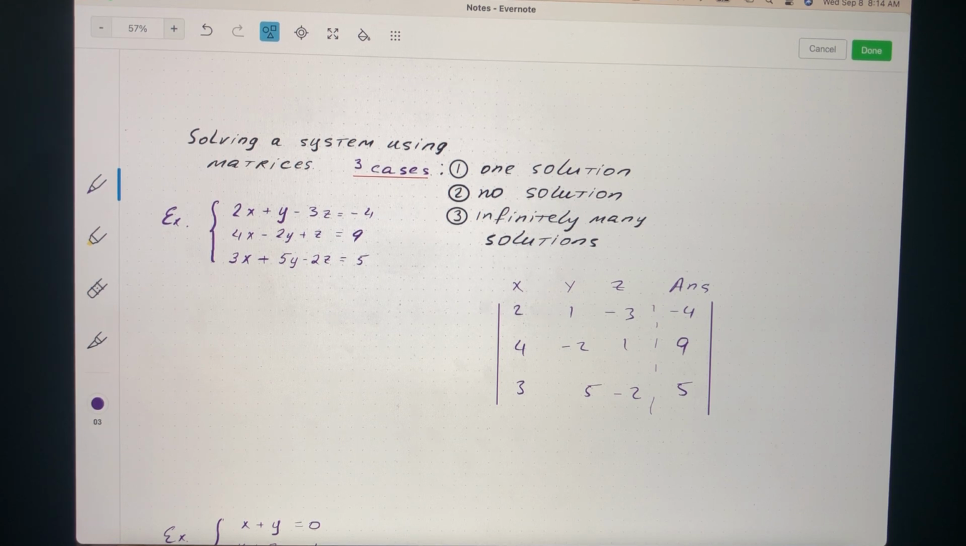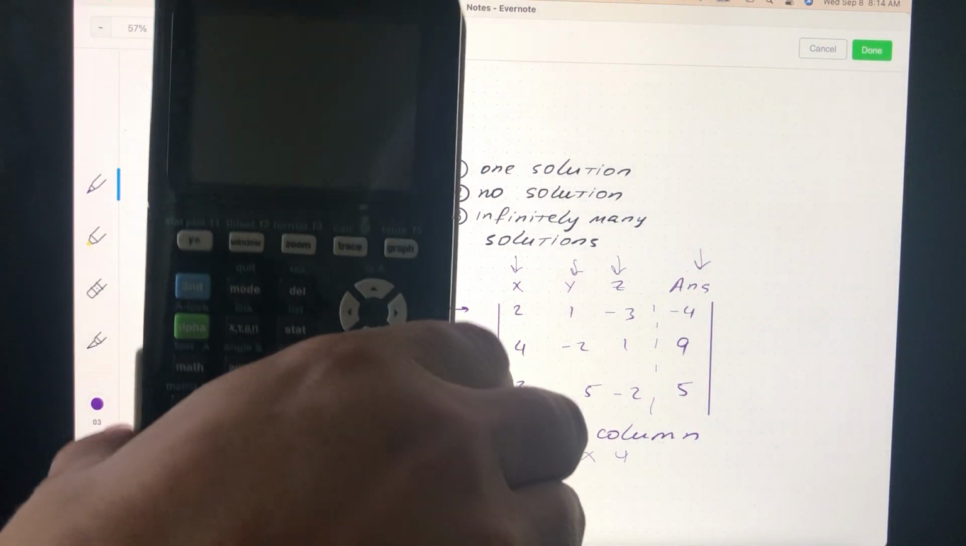Now, when we put it in the calculator, we need to give it the right size. The size of a matrix is given by row number times column number. The rows are horizontal. We have 1, 2, 3 rows. Columns are vertical. We have 1, 2, 3, 4 columns. So our size is 3 by 4. We go to the matrix in the calculator and we type in that information.